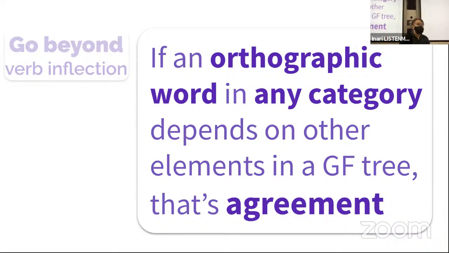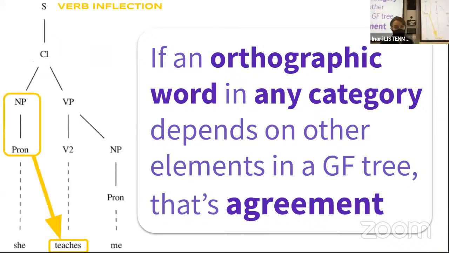I'm going to now extend the idea of agreement from just verbs with core arguments to this completely ad hoc definition: an orthographic word in any category in a GF tree. I'm going to show you tons of GF trees now. Okay, let me just go ahead. And we're not going to talk about alignment here.